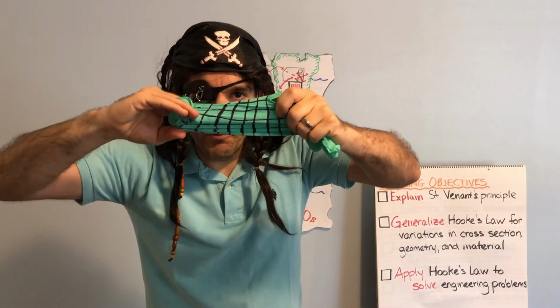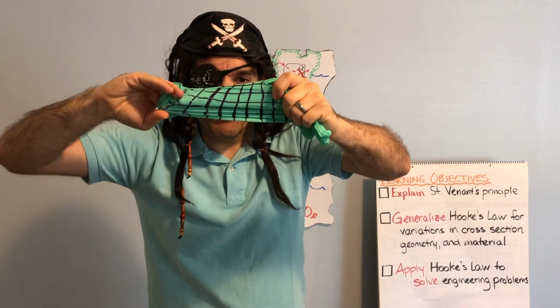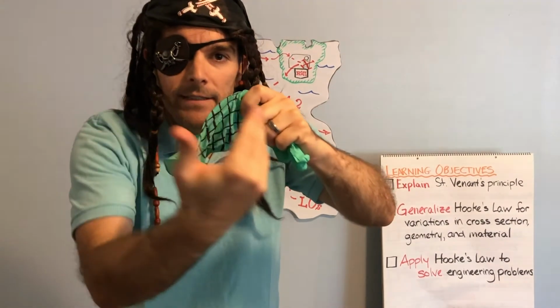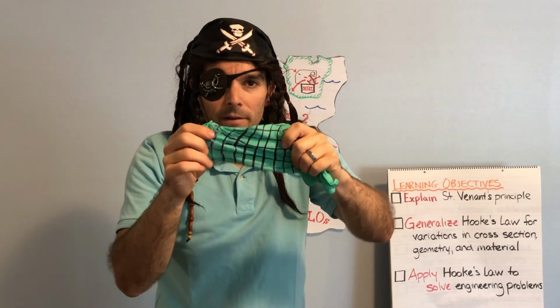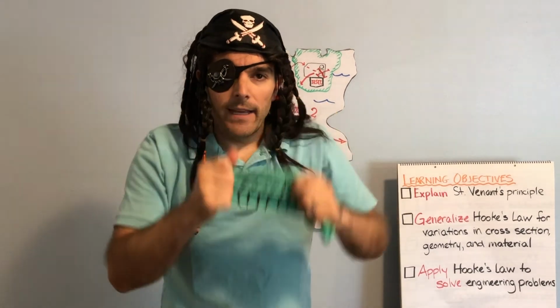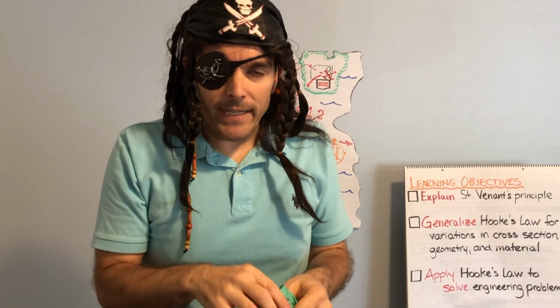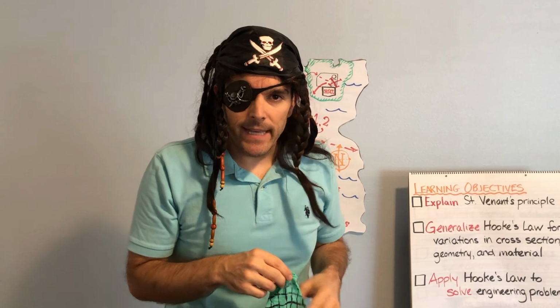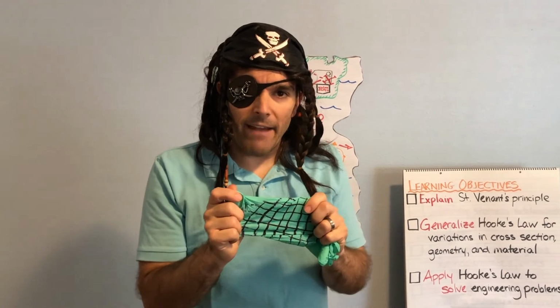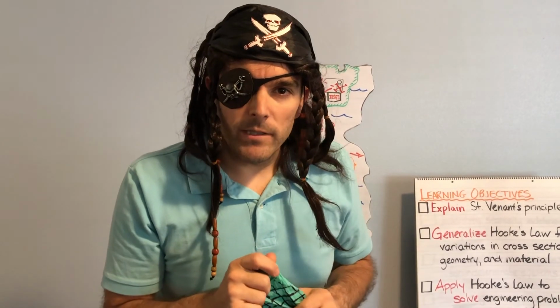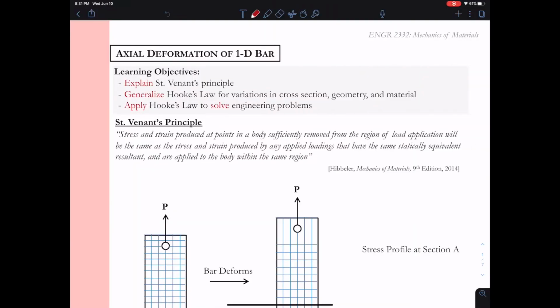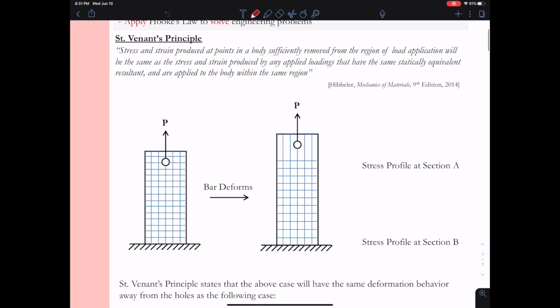But if we have 2 points of application, then this will produce the same net effect in the member as the one load did. So those are the 2 parts to St. Venant's Principle. Hopefully that makes some sense. Let's go ahead and draw some of these deformations in our notes. So again, we split St. Venant's Principle into 2 parts.